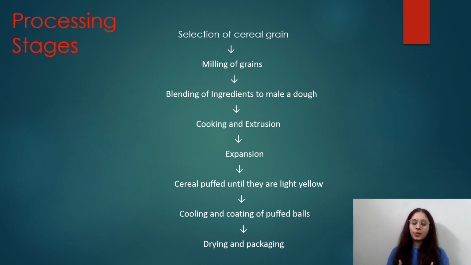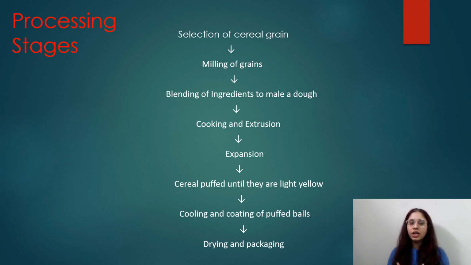As we all know, the final product we eat has to go through a number of stages. So let's have a look. Firstly, selection of cereal grain. Whatever cereal grain is to be used is selected, like wheat, barley, oats. Then it is examined for its quality to make sure the product is of the highest quality. It is cleaned. Then there is blending. Different products are blended into one single dough, for example chocolate, honey, flour. These are blended together and formed into a dough.